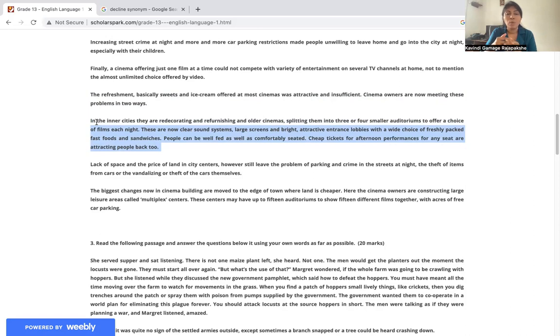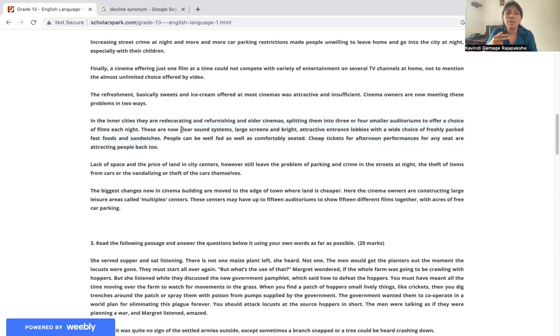As a solution, or you can say in order to overcome this problem, cinema owners offer small film auditoriums with different movies. And also, what else? Different movies. Now they use clear sound systems.